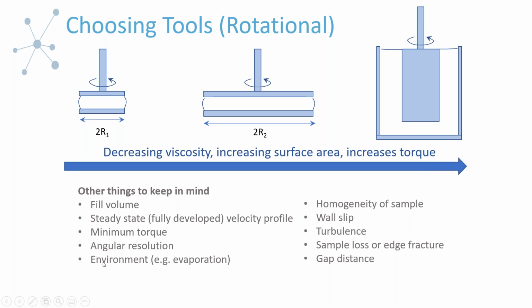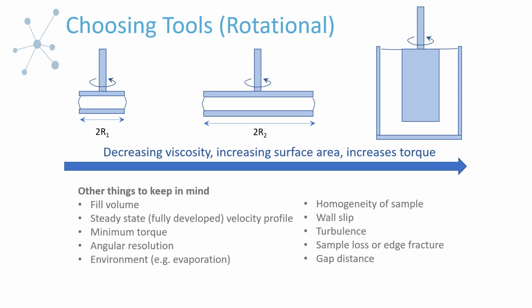Also, another important point is controlling the environment. One of these, of course, is evaporation. That's a common one. But you can also have samples that are sensitive to humidity and actually pick up water. So hygroscopic samples can actually change during the test if you're in a humid environment and you're not controlling for that. We've talked about the homogeneity of the sample before. You don't want any macroscopic phase separation, or you're going to disrupt the flow field that you're assuming for the calculation.